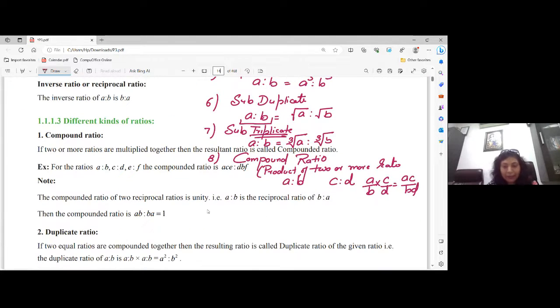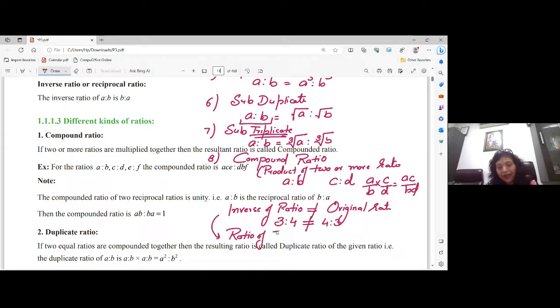And one thing always keep in mind, inverse of a ratio is never equal to original ratio. Suppose we have been given ratio 3 is to 4. So inverse ratio is 4 is to 3. So 3 upon 4 is never equal to 4 is to 3. This is true only when we have ratio of equality. So if we have ratio of equality, then ratio and its inverse both are equal.